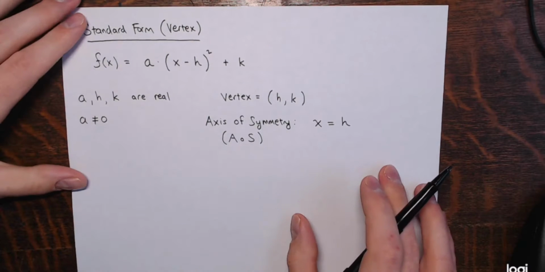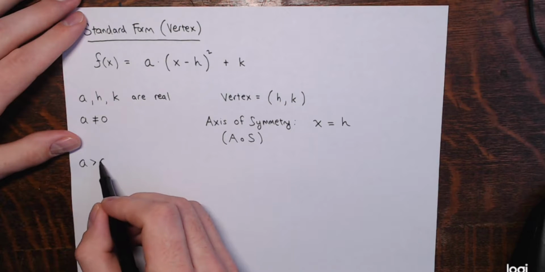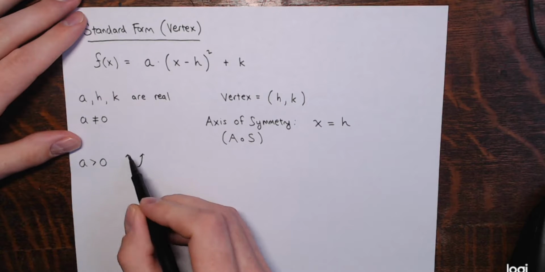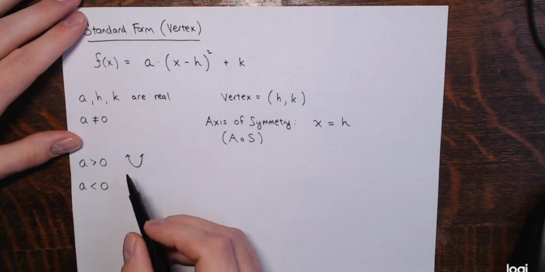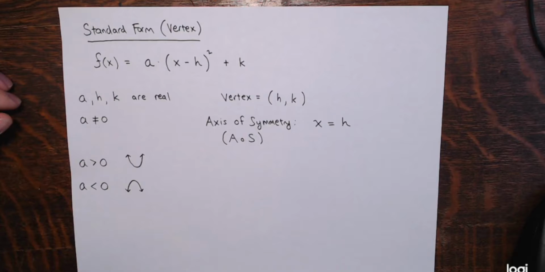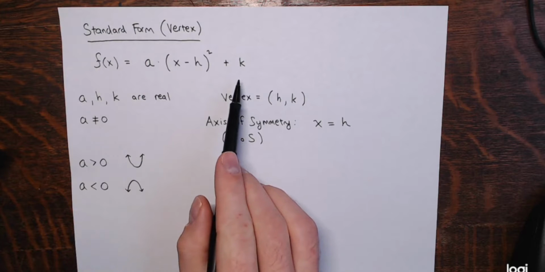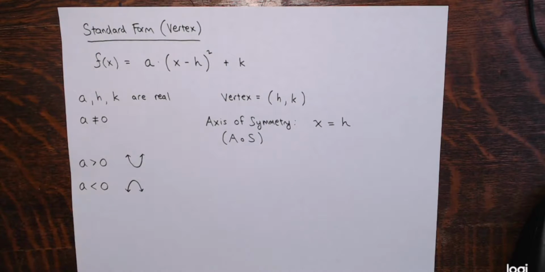All right, and if a was positive, the parabola opened up. If a was negative, this lead coefficient here, the parabola opens down. Okay. All right, so that was all the standard form, vertex form stuff. And this is very useful in writing an equation for a parabola when you're given one, like we are in this question. And I'll come back to that.